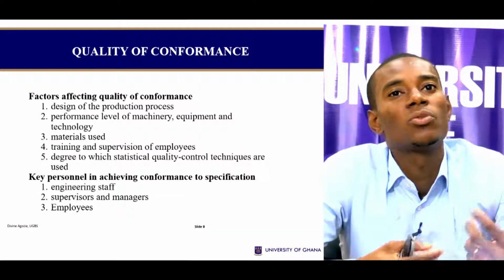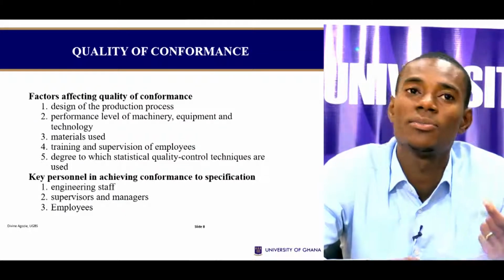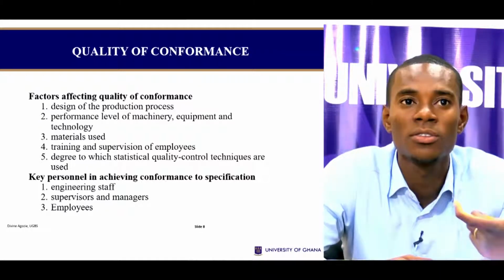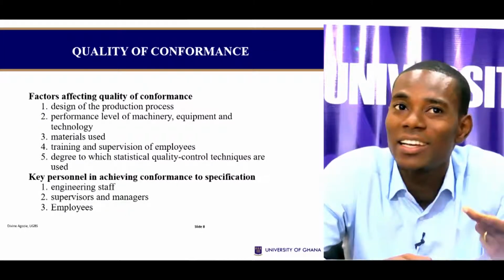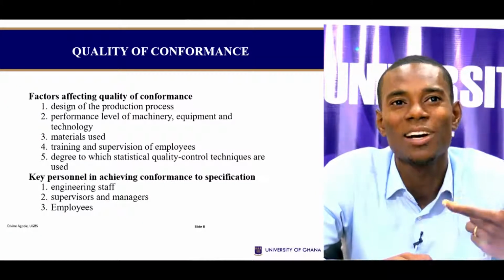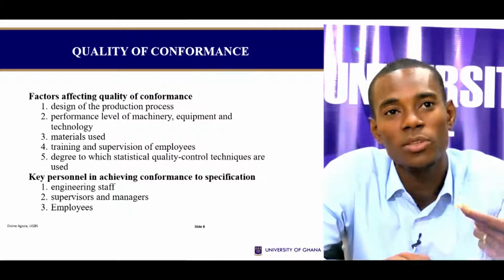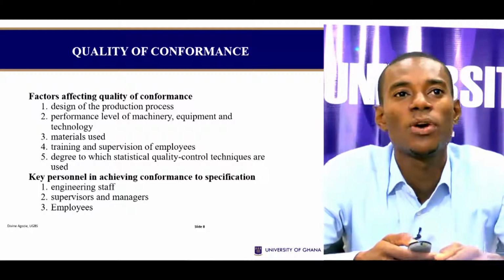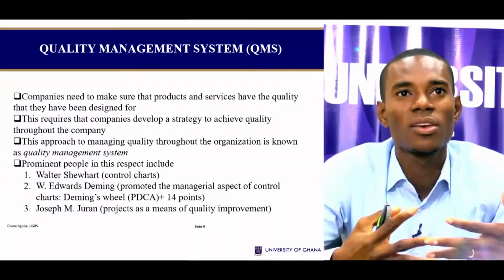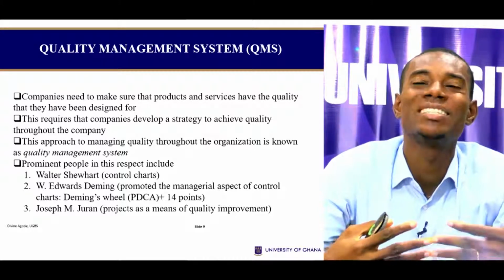Now, key personnel to achieving conformance to specification will be the engineering staff, the supervisors, the managers, and then the employees. So these people, you really need to take them into consideration. Your engineering staff deal with the design, the blueprint and everything. Supervisors and managers need to make sure that whatever has been designed is being followed to the letter. And then the employees. So if we say these people are key to the performance, then they come together and play a serious part in what we call a quality management system.